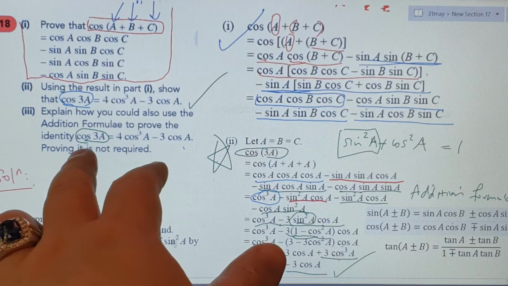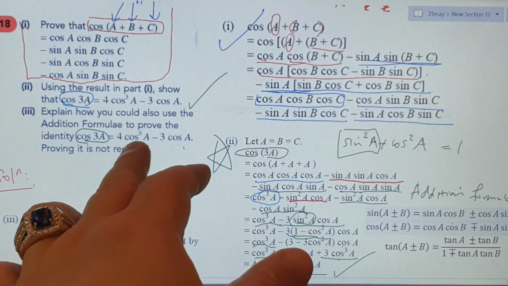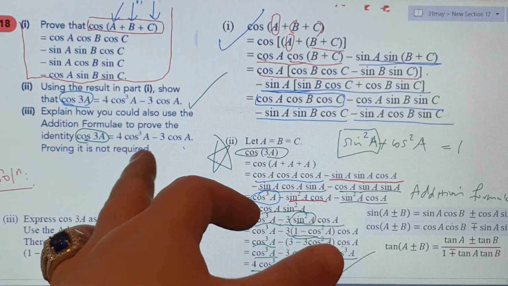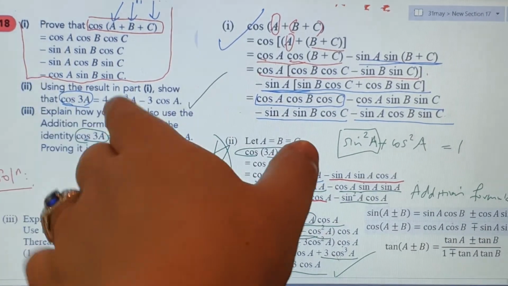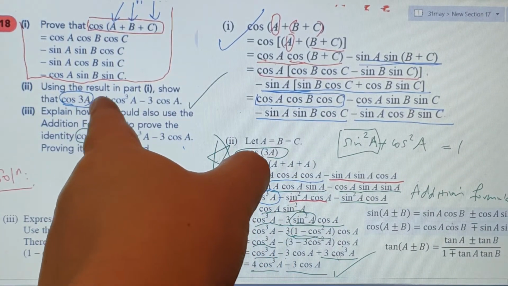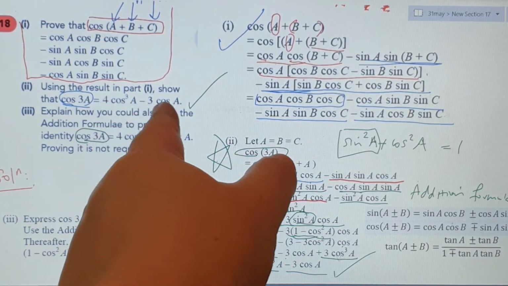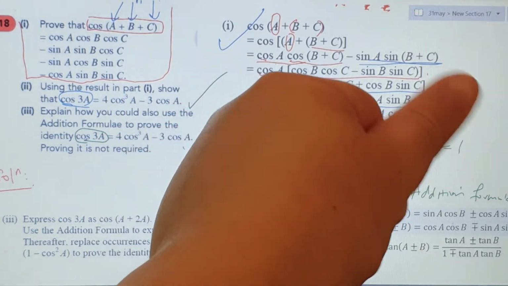To prove that cos 3A equals to this one. Then you're asking me, what are they asking us to do? Isn't this proven here already? You see, exactly the same. So what are they asking me to do?